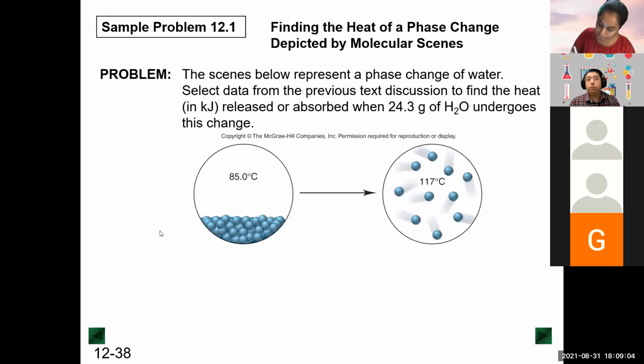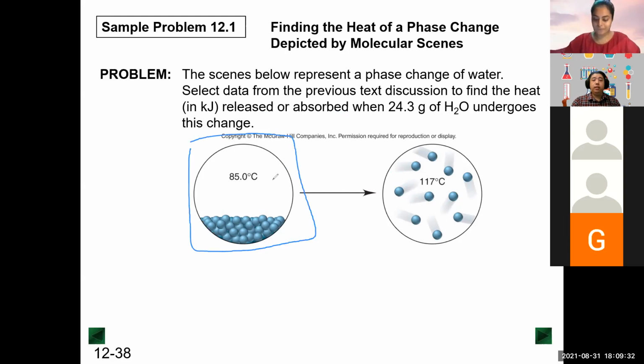Okay, so first thing we want to do here is identify if we are releasing heat or absorbing heat. Are we putting heat into it or are we taking it away? We're putting heat in, right? It is absorbing heat, okay? And we can tell by the temperature change. If there's an increase in temperature, usually there's an increase in the amount of energy that's being absorbed. All right, now with that said, what phase is this in? Just by looking at it, we're assuming this is H2O. It says 85 degrees Celsius, so this should be a liquid.